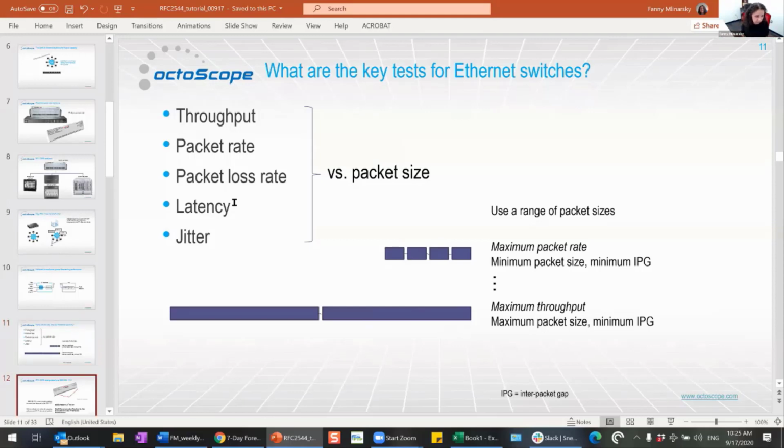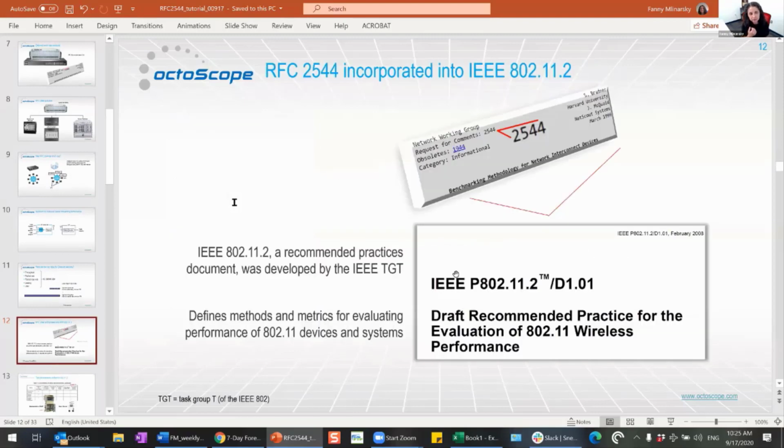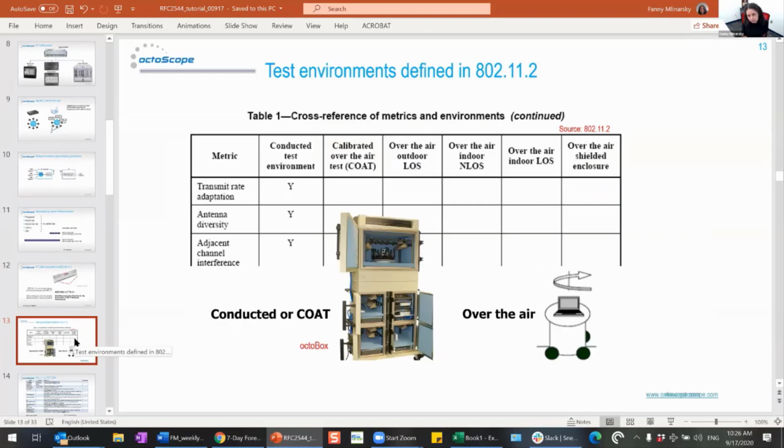Okay, so what happened is the folks who came from the Ethernet world, including me with Azimuth and Veriwave, took this test methodology and incorporated it into 802.11.2 when we were working together in this task group. And this standard, a recommended practices document, was published in 2008. This is a very comprehensive, nice document. A lot of smart people put a lot of work into it.